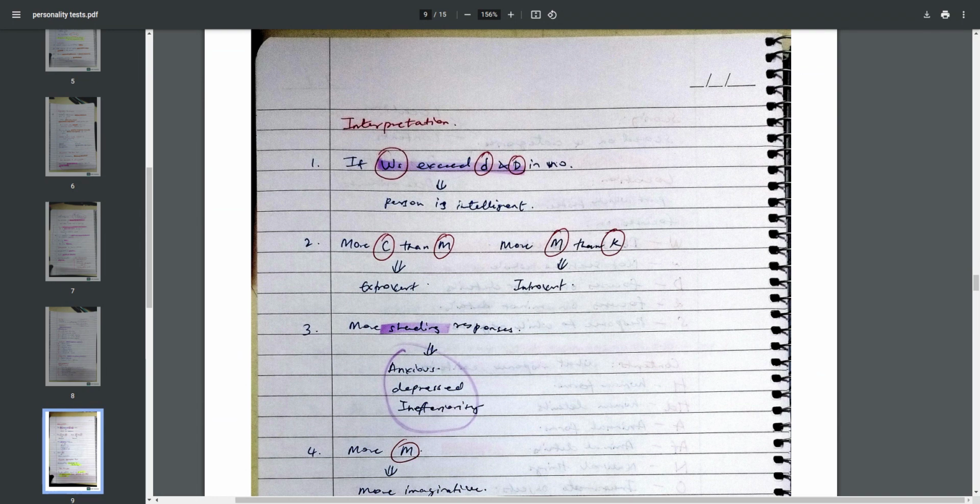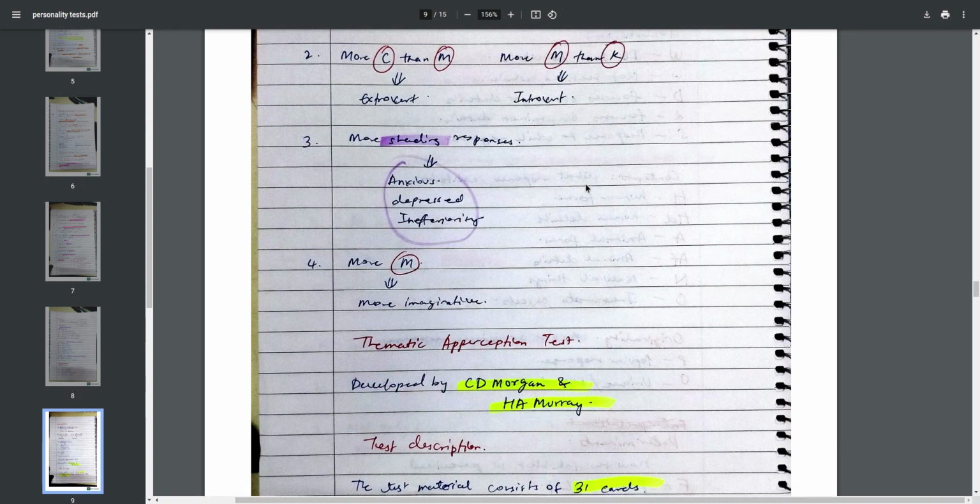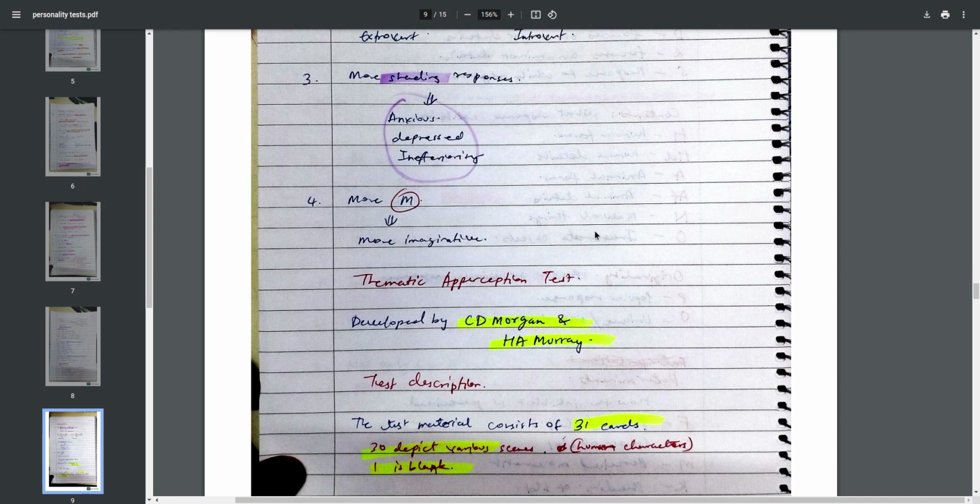Then if there are more C's than M, more colors than the perceived movement, they are an extrovert. If there is more movement, M, than K, which is shading, they are an introvert. So more shading responses show that the person is anxious, depressed, and has an inferiority complex. More perceived movement means they are more imaginative.